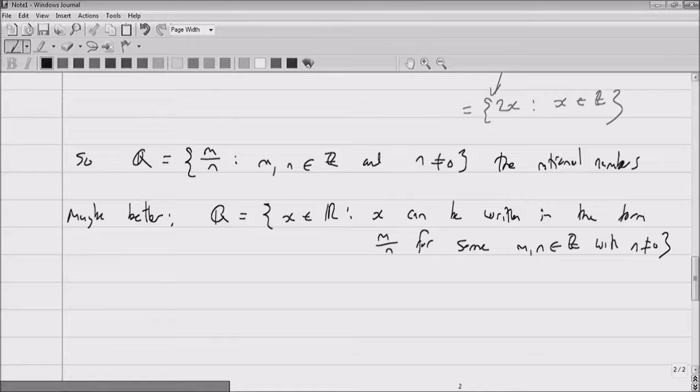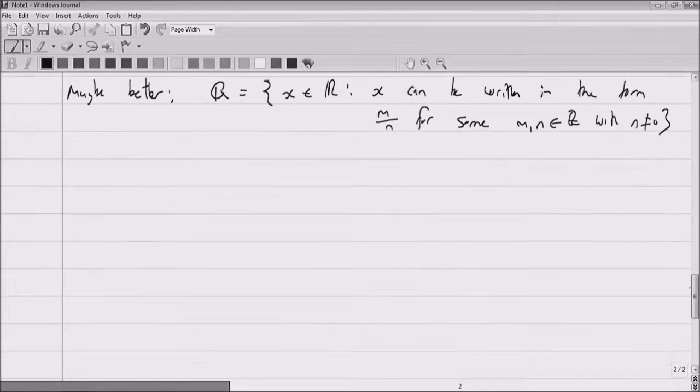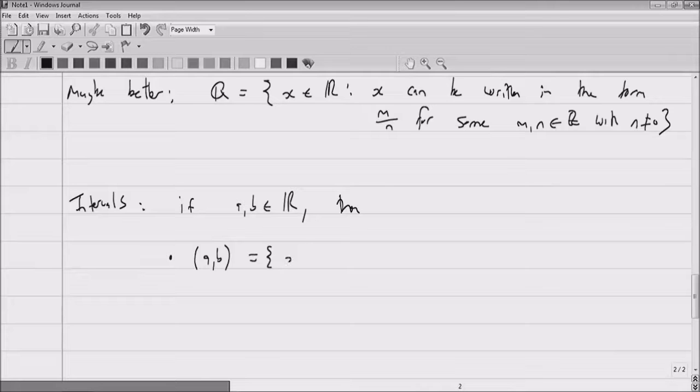Okay, so there's Q. So then there are different kinds of sets which you know about already. I'm just going to write them down. So now we can define intervals using set builder notation. If A and B are real numbers, whatever those are, then (A, B), this thing over here, is the set of all x in R such that A is less than x is less than B. So that's called an open interval.